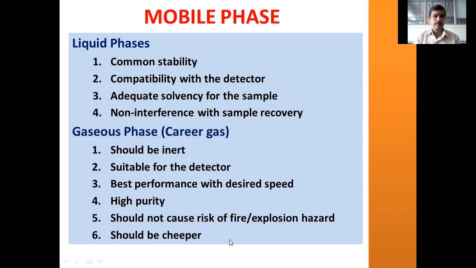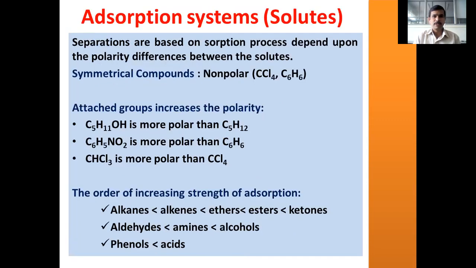So these are all the requirements of liquid and gaseous mobile phases we have to consider in liquid chromatography and gas chromatography. Let us move on to the adsorption systems. These adsorption systems I'm going to talk about are with respect to solutes first. When you go for a separation process using any chromatographic technique based on adsorption principles, the relative adsorbability of the solute is going to be very essential. And this relative adsorbability is solely dependent upon the functional groups present.